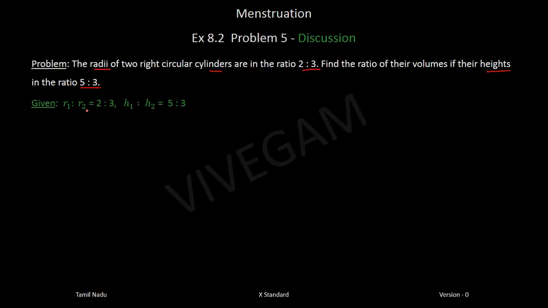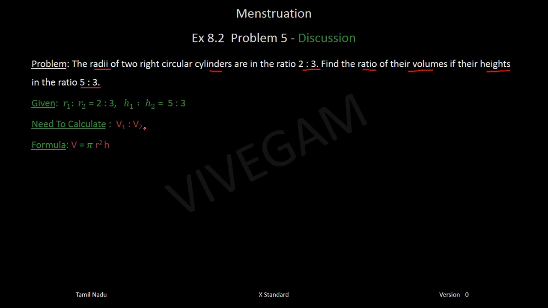R1 is to R2 equal to 2:3. That is, R1 is the radius of the first cylinder, R2 is the radius of the second cylinder. Similarly, H1 is the height of the first cylinder, H2 is the height of the second cylinder. H1 is to H2 equal to 5:3. Okay. So what are we asked to calculate? Find the ratio of their volumes. We are asked to calculate V1 is to V2.